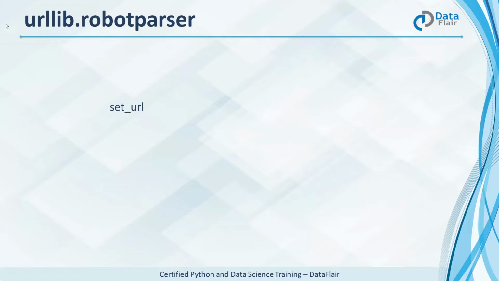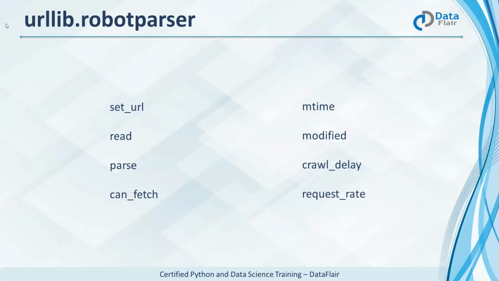setURL sets a URL that refers to a robots.txt file. Read reads the file and feeds it to the parser. Parse parses the lines argument. And canFetch lets us know whether a user agent is allowed to fetch it. mtime gets us the time the robots.txt file was last fetched, and crawl delay gets us the value of the crawl delay parameter. Request rate gets us the value of the request rate parameter from the file.